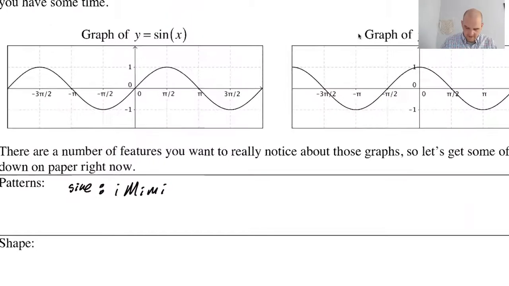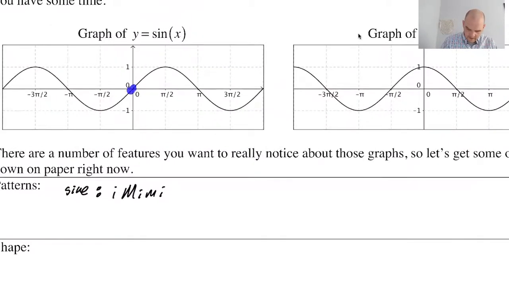So we went I, M, I, M, I. And if I kept going, I would just go up to capital M again, a maximum, intercept, minimum, intercept, maximum, intercept, minimum, intercept, max, and you just keep going forever.